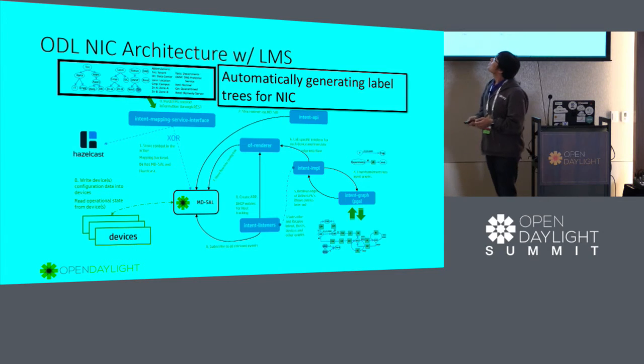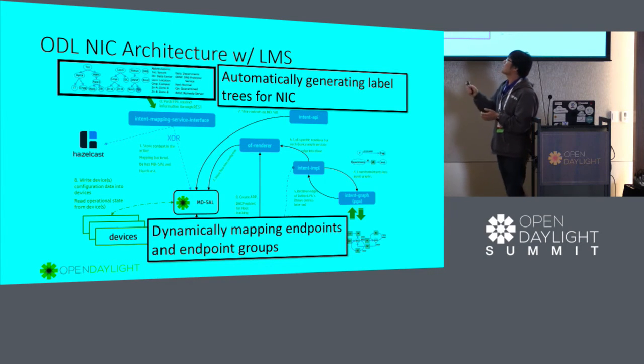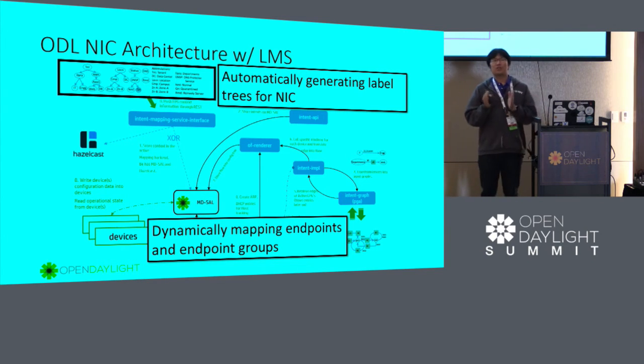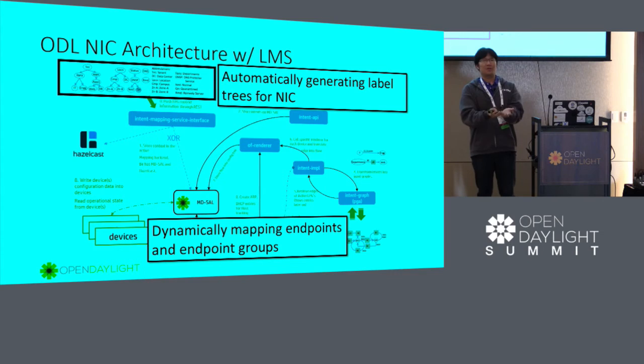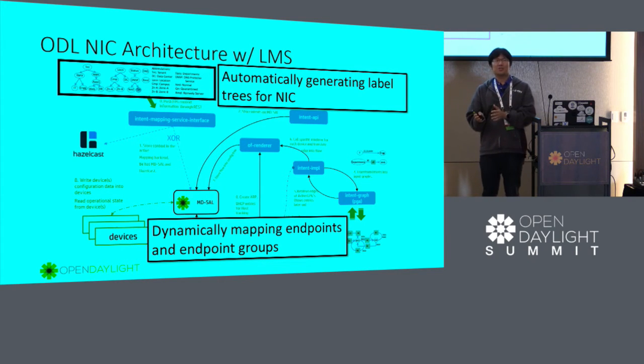So we are proposing here how to automatically manage these label trees, and then how to dynamically map any endpoint and endpoint groups. Our idea is that we can get any available attribute from the endpoint instead of IP addresses. Whenever we create any new endpoint, such as a new laptop or a new virtual machine, they have their own properties. We try to analyze these properties for each endpoint, and then we can create this hierarchical tree, and then we can manage these memberships.